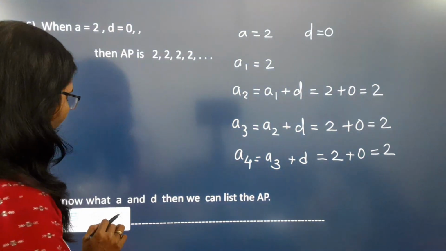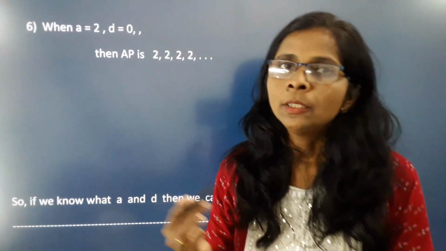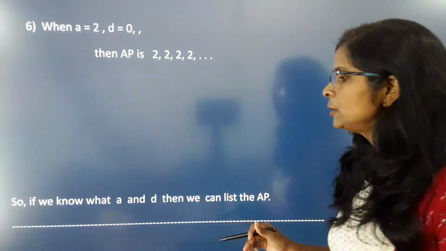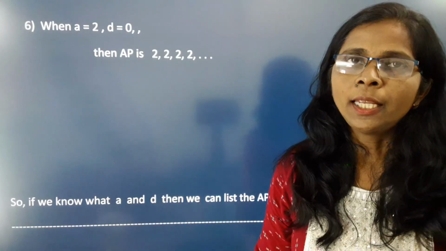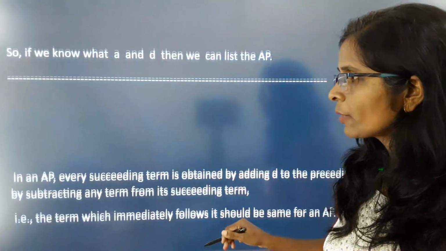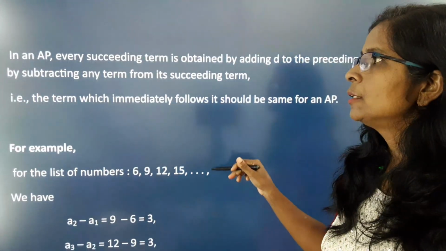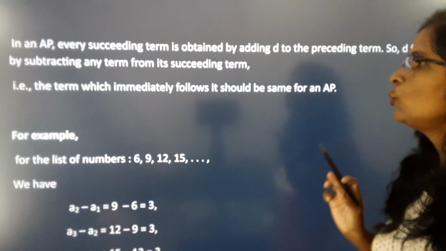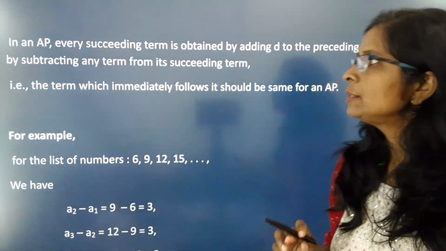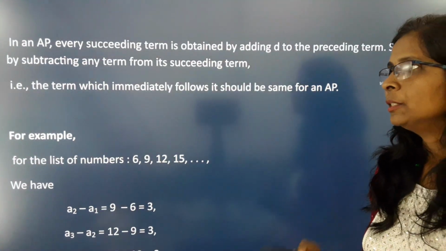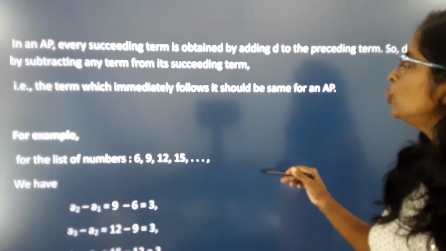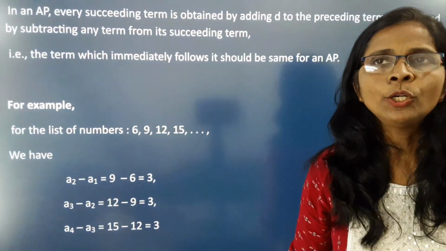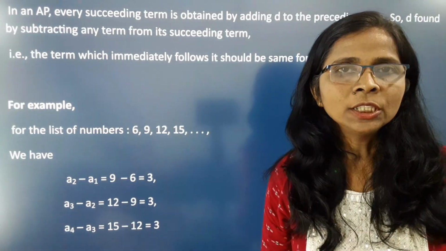Okay. So as we know the first term and the common difference, then we can calculate the AP or we can form the AP. Now, we know that every succeeding term is obtained by adding D to the preceding term, and so D can be found by subtracting any term from its succeeding term. That is, the difference between a term and the term which immediately follows it should be the same for an AP. So this is the clue, or this is the method to find out the AP.